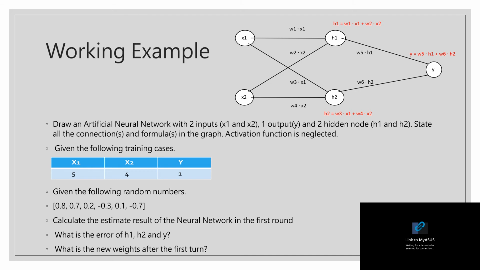But what is the concept in between? Here we use a working example to let you understand more about how a mathematical model simulates the process inside our brain. Here we have two inputs, x1 and x2, and one output, y. Those are the nodes, and we have lots of connections between each node. We call this a fully connected network, which means all the nodes are connected with each other.